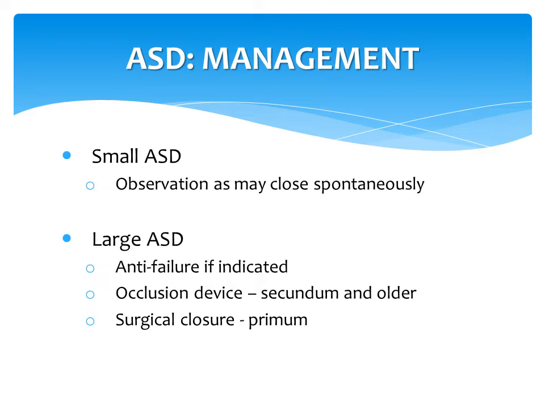Small ASD is usually treated conservatively as it may close spontaneously. Patients with large ASD that present with symptoms and signs of heart failure should be started on anti-failure medication as explained earlier. Closure of secundum ASD in older children can be done using an occlusion device introduced via a cardiac catheter. Surgical closure is indicated for primum ASD.